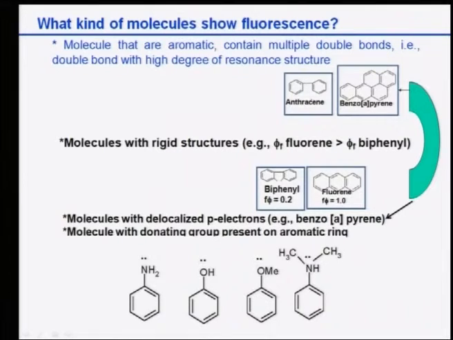Well, now what kind of molecules, as I said already, can show this? As you see, benzene, anthracene or benzopyrene are aromatic ring molecules, or an amine, alcohol, methyl or methoxy group, or some other groups can also give you this.